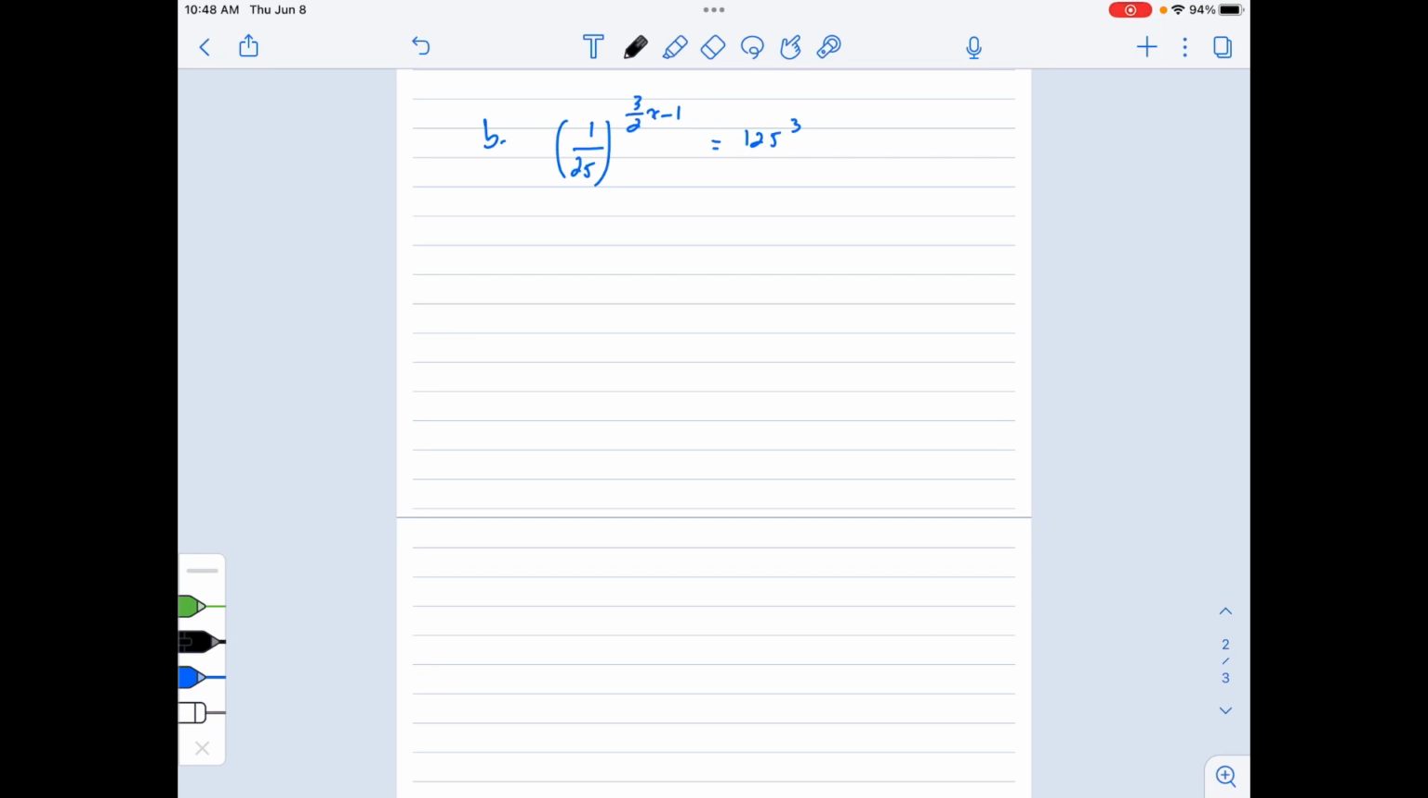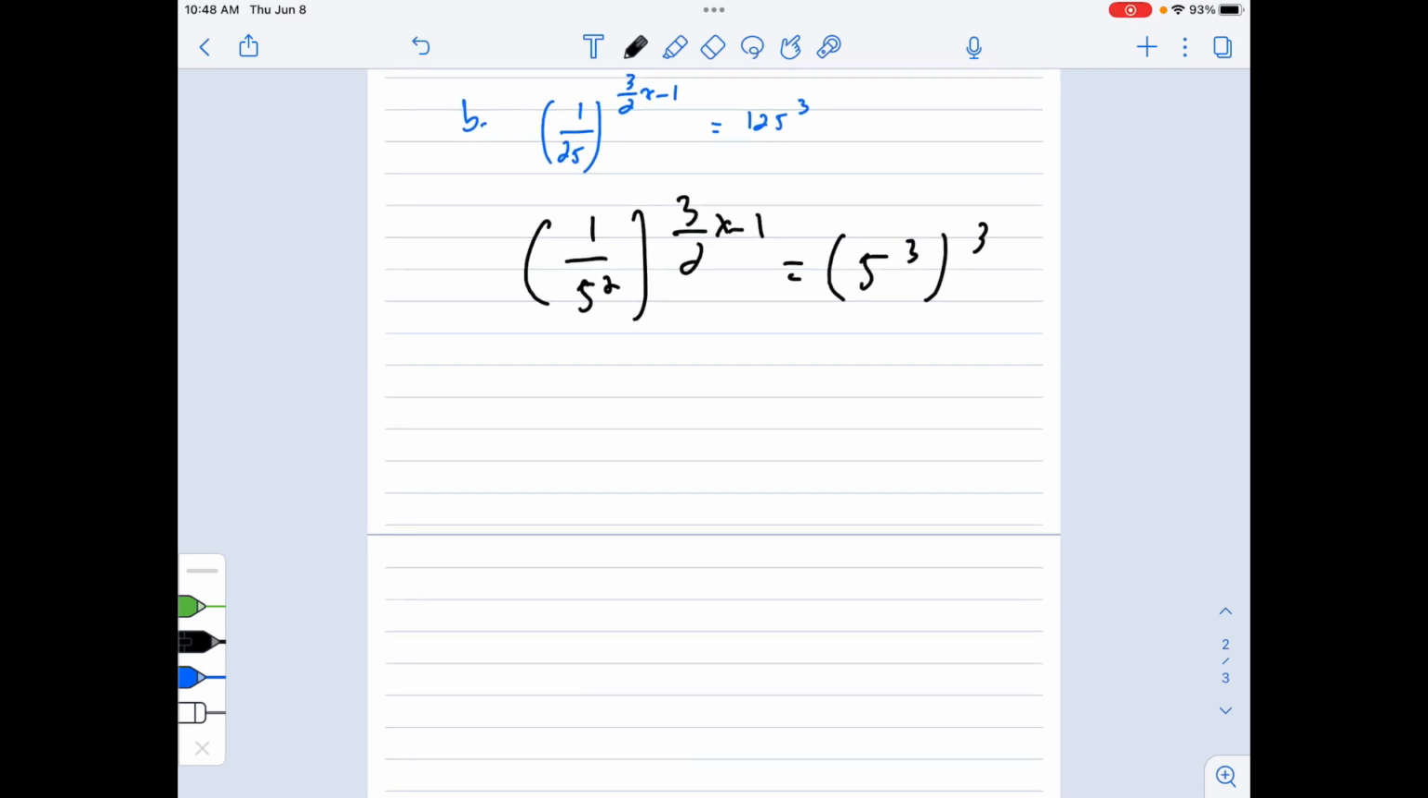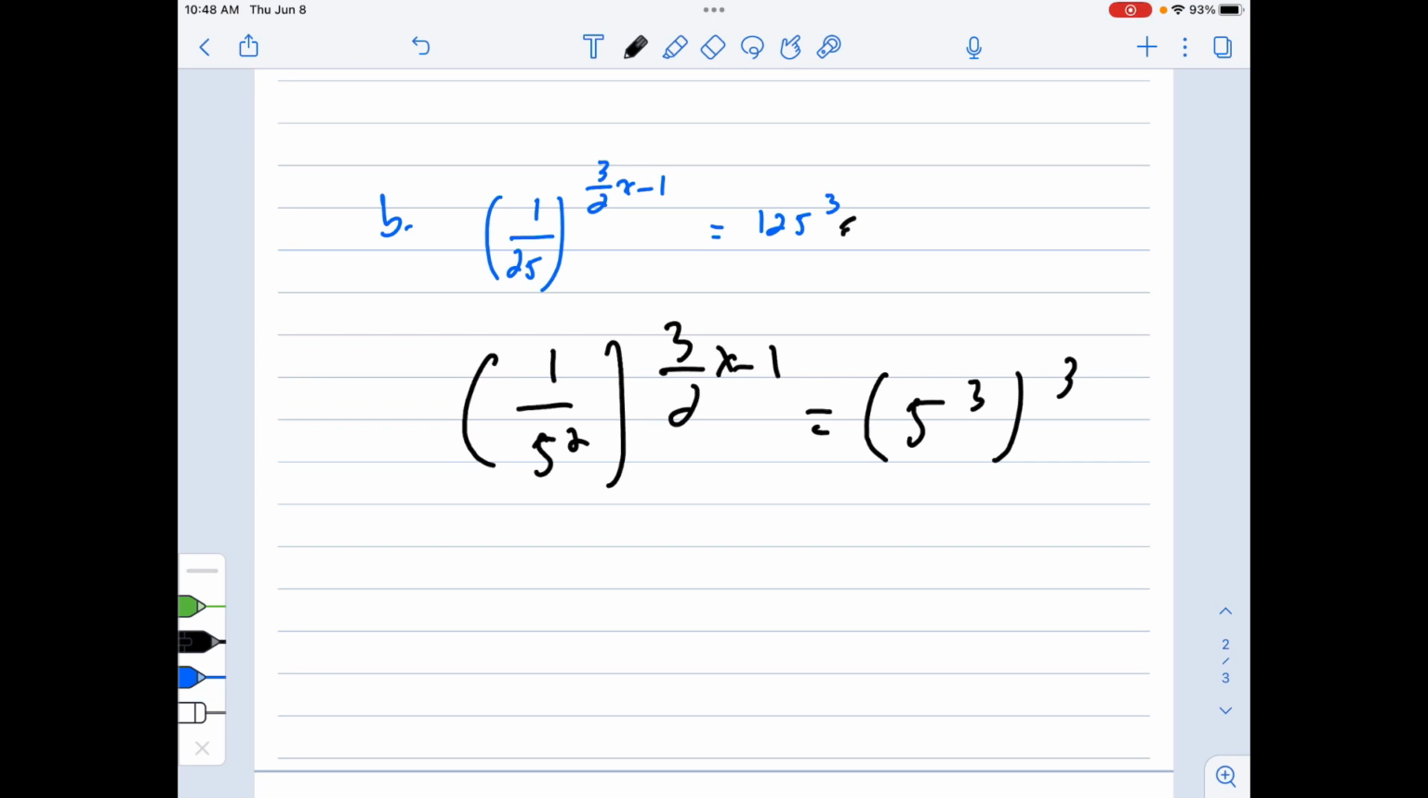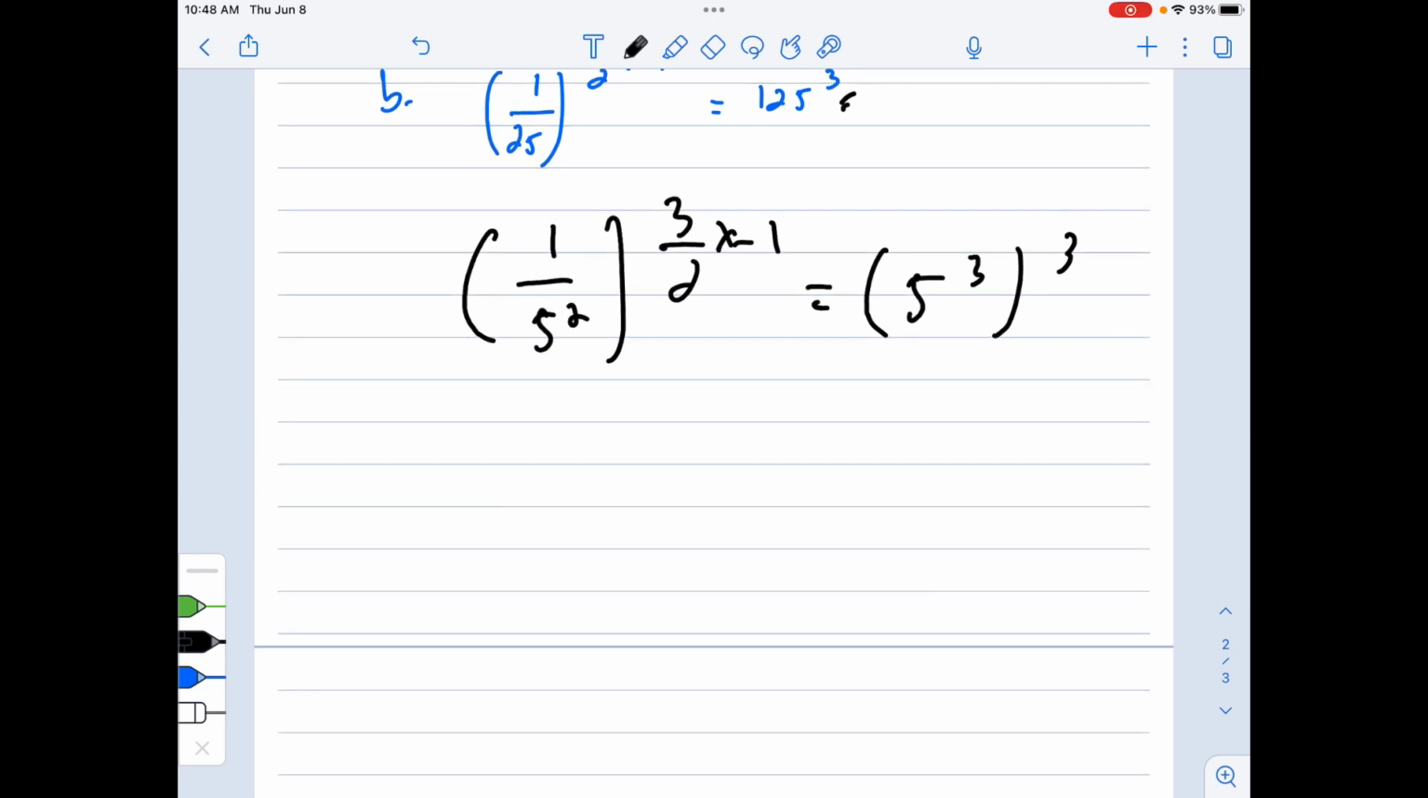25 and 125 can be written in terms of base 5. 1 over 25 is 1 over 5 squared, and 125 is 5 to the third. So the 125 to the third, now in base 5, would be 5 to the third, and then to the third power because of that 3 on the exponent. However, I need to write the other side with the same base 5. So I need to bring up that 5 squared, which is on the denominator, and rewrite it as 5 to the minus 2.